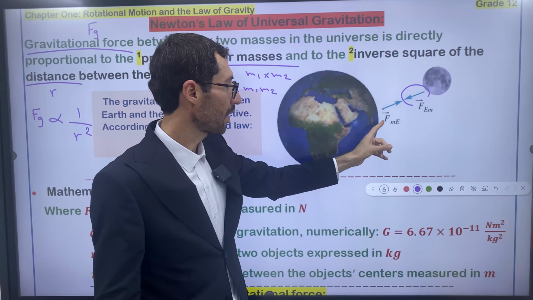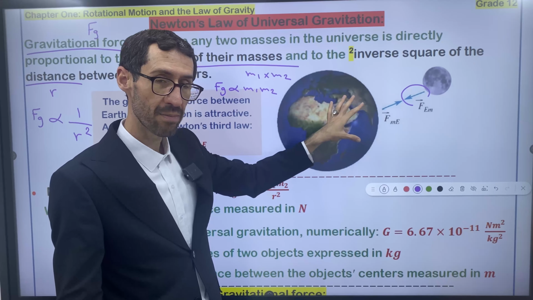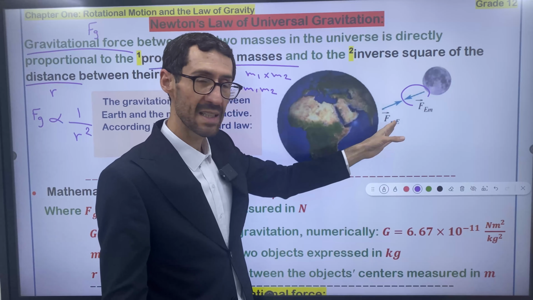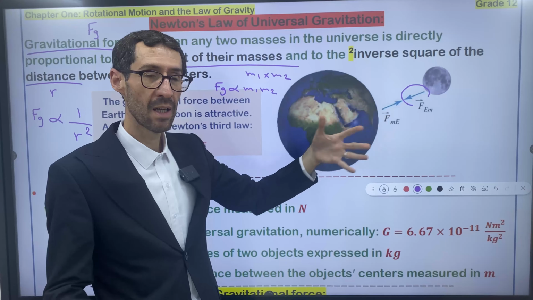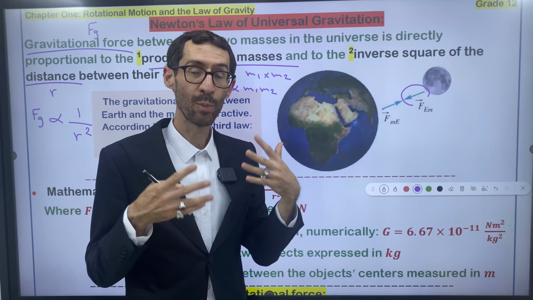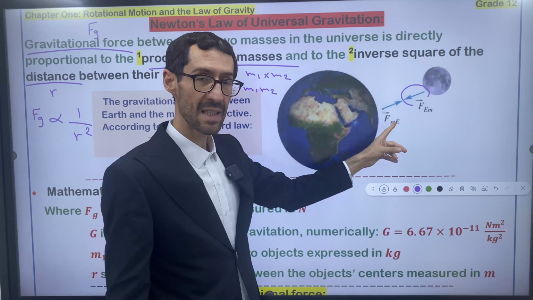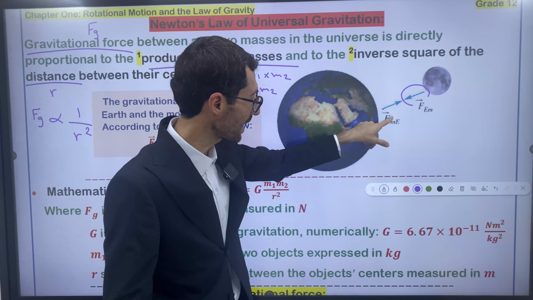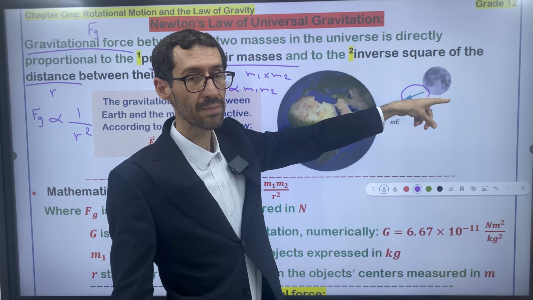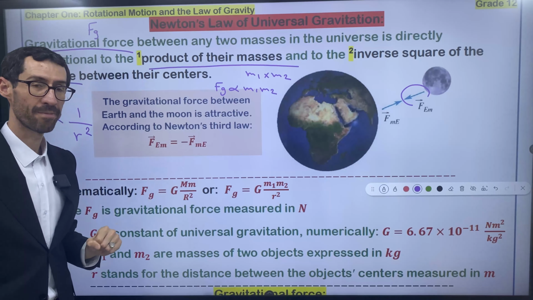So, for example, the force of the Moon on Earth, FME, is a force of reaction. No problem if you name it action or reaction, it doesn't matter, because these forces act on the objects simultaneously. So it's optional. If you say FME is action, or FEM is action, it doesn't matter. One is action and the other is reaction. Action and reaction are equal in magnitude, opposite in direction, based on Newton's third law.